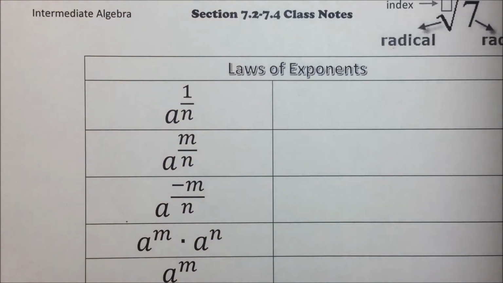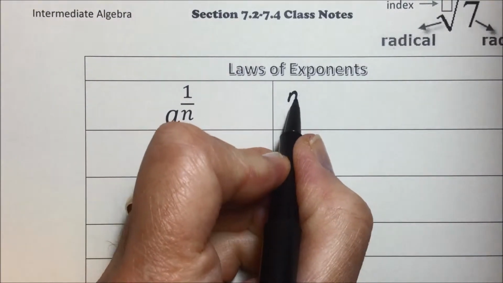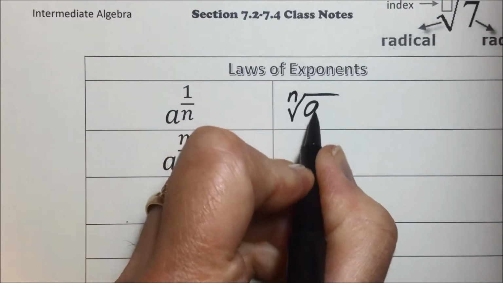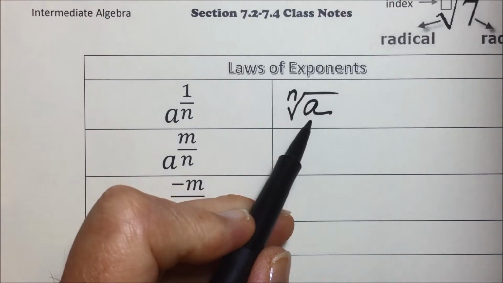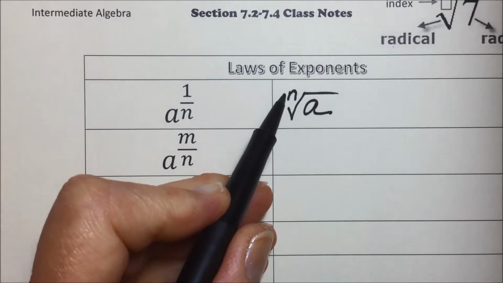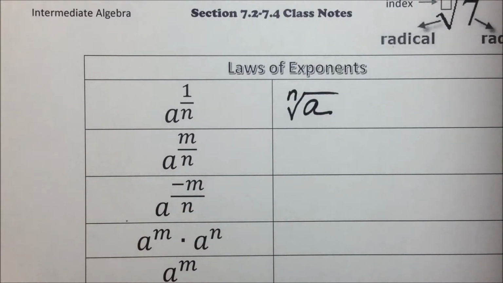Section 7.2, Rational Exponents. When defining rational exponents, we want the rules for exponents to hold for them just as they do for integer exponents. A to the 1 over n means the nth root of a. When a is non-negative, n can be any natural number greater than 1. When a is negative, n can be any odd natural number greater than 1.